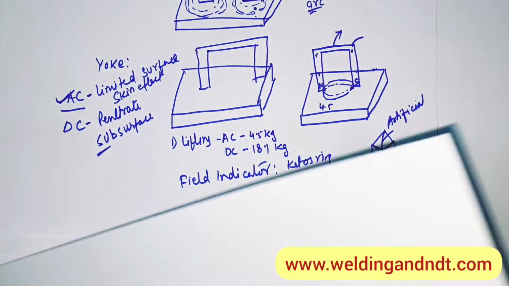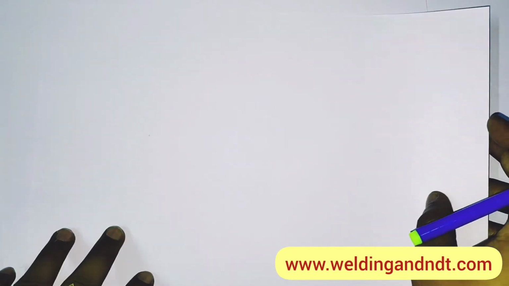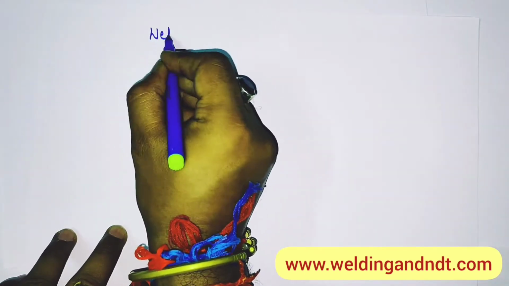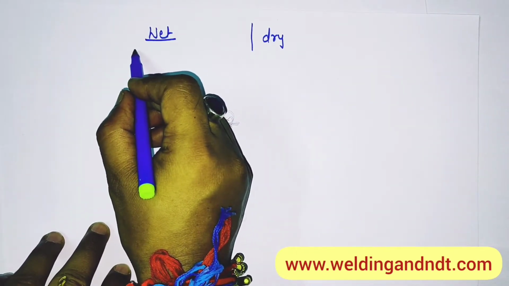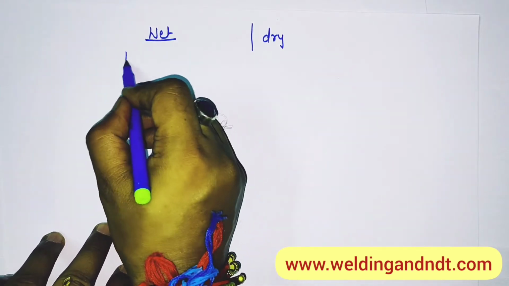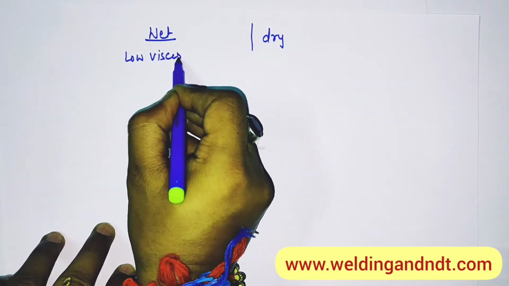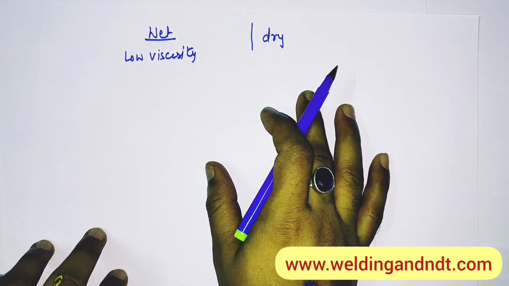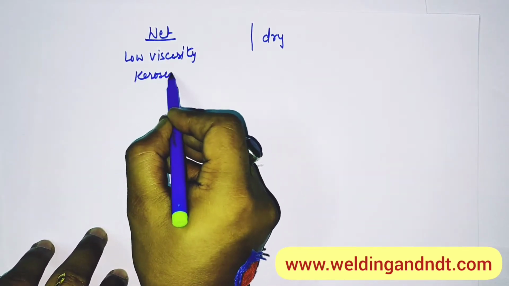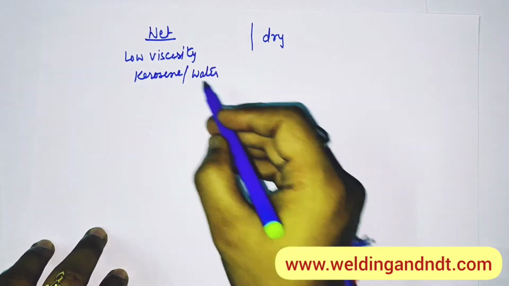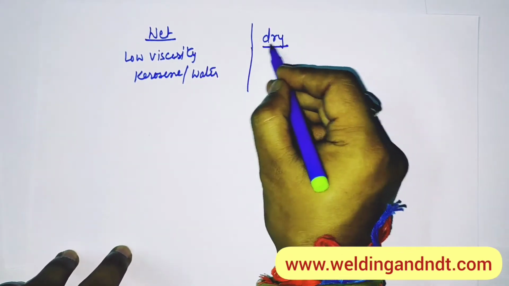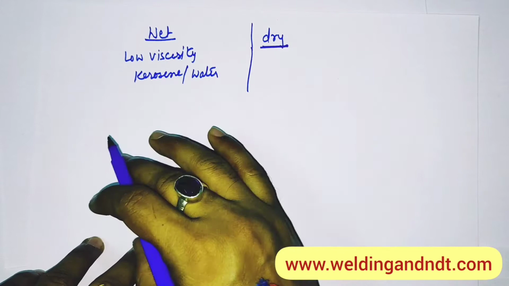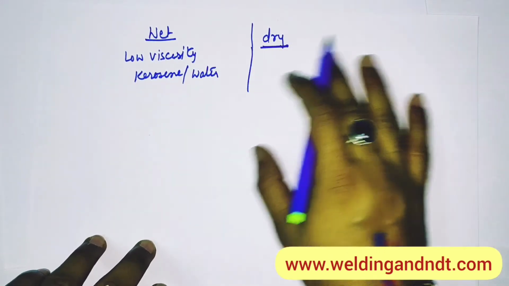Now friends, let us talk about the particles. Two types of particles are there. One is wet and the second is dry. The wet particles are mixed or suspended in some liquid. That liquid is a low viscosity liquid, like petroleum liquid, like kerosene. Kerosene is used, or many times water is also used. In this liquid the powder is mixed and then applied over the surface, whereas in dry, the powder alone is applied on the surface.